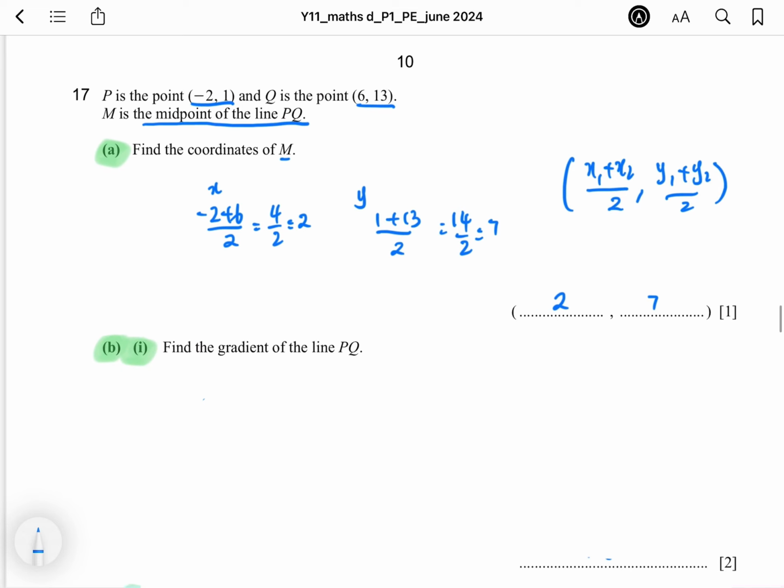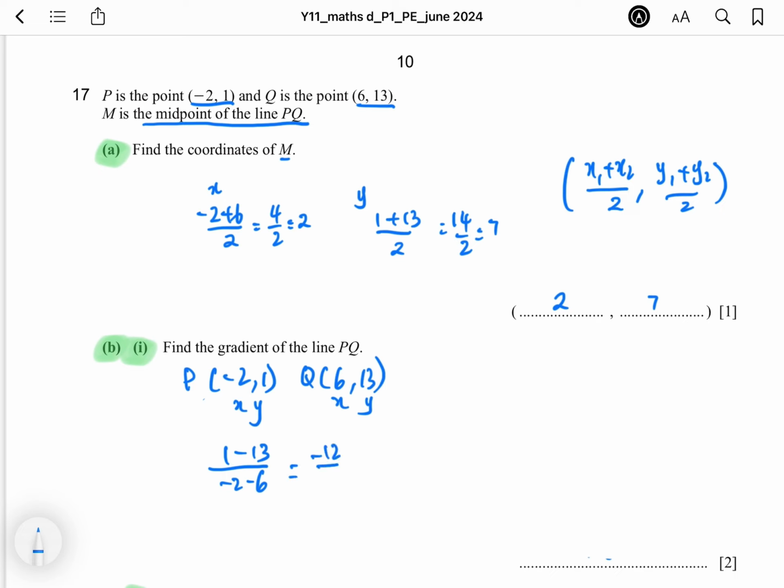Find the gradient of line PQ. So let me just rewrite that one. Okay. To find the gradient of PQ, rise over run, y over x. So the difference of y, divided by the difference of x. The order of the numbers is very crucial as well. If you decide p minus q, then both x and y would be p minus q. If you decide q minus p, then both x and y should be q minus p.